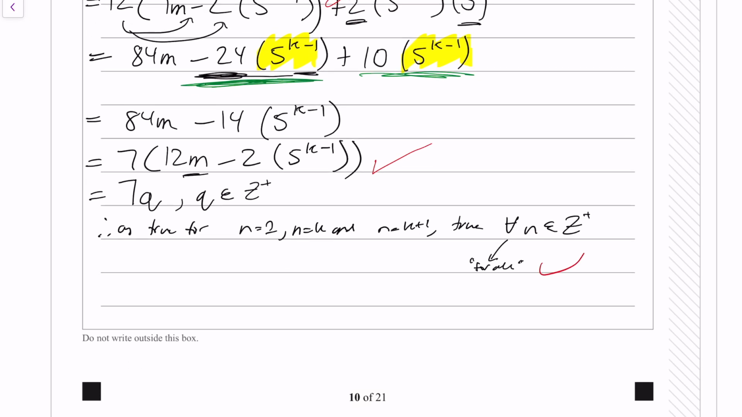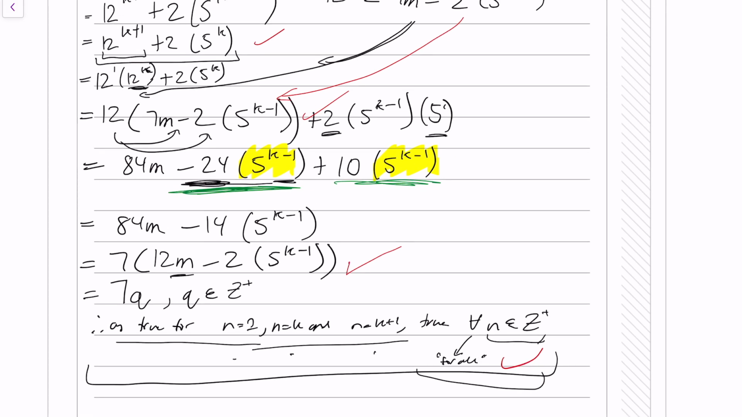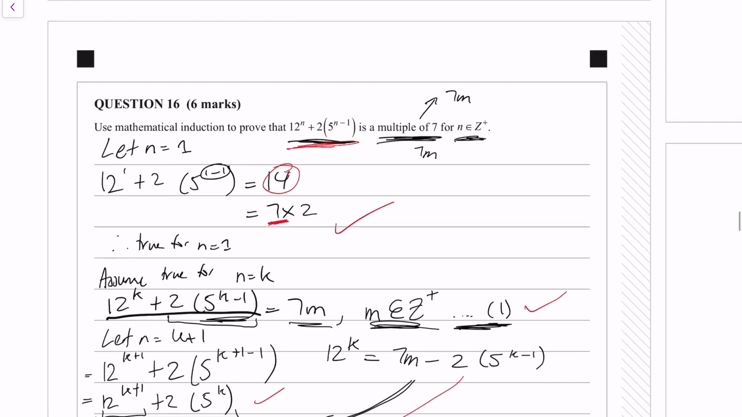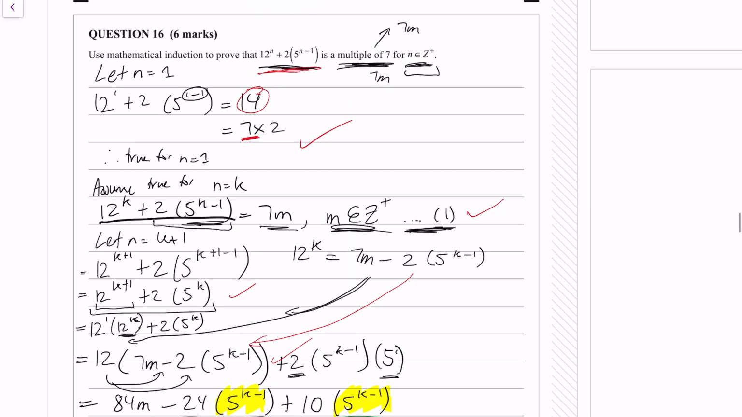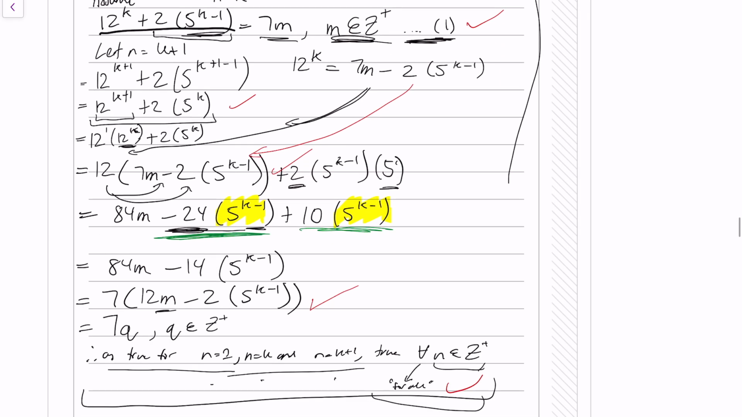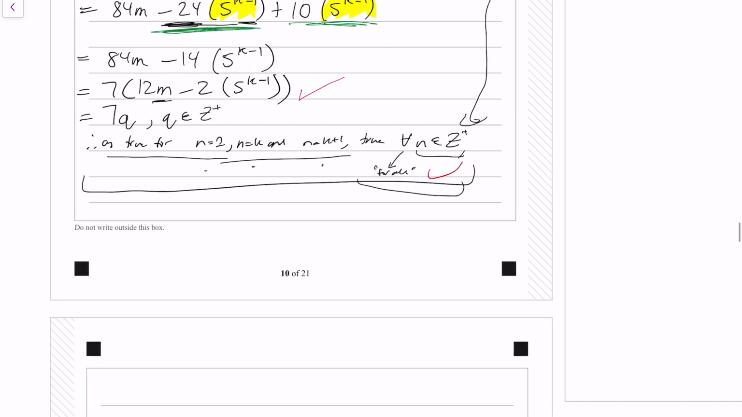And it is literally always the same. Doesn't change. I say, therefore, it's a symbol, as true for n equals 1, n equals k, and n equals k plus 1, which is my 1st, 2nd, and 3rd mark. Then this is my other half of the marks, true for all n is a subset of z positive integers, and that is literally just copying from the question. So I always copy the question on what domain sort of range subset they want you to use. Okay, cool.